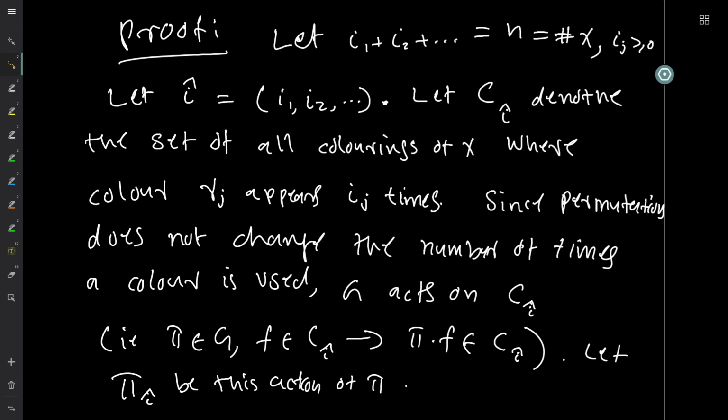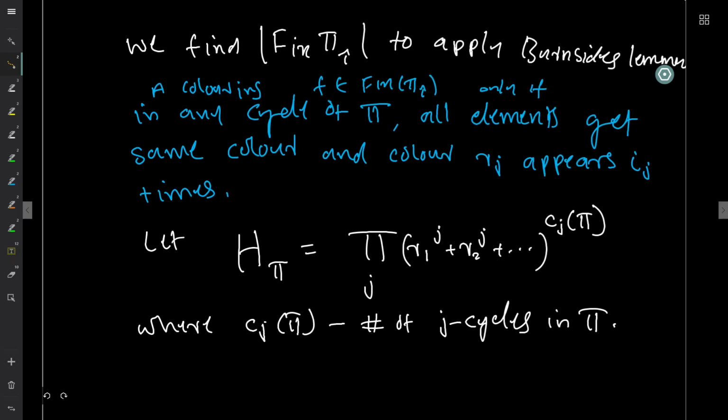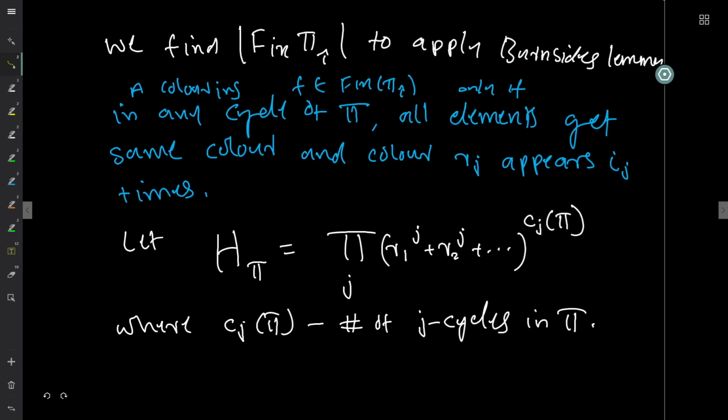because for each I cap, C I cap basically gives a partition of all such colorings, and then for each partition, the permutation acts within that partition, right? So that is what we were saying before. So let pi I cap be this particular action of pi on C I cap. Now we want to apply Burnside's lemma, so we want to find the cardinality of X of pi I cap. Now how do you find the cardinality of X of I cap?